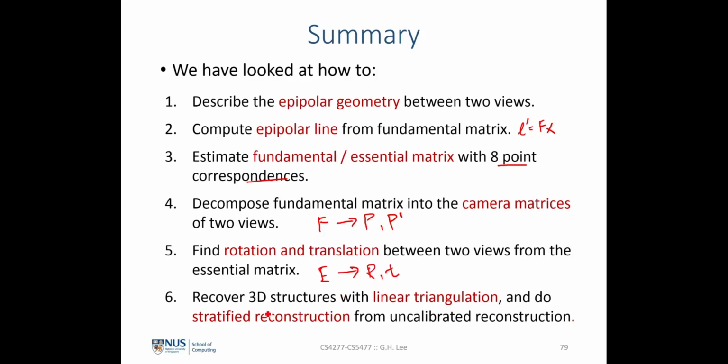And finally, we looked at, after we recover either the fundamental matrix or the essential matrix, how to recover the 3D structures from the point correspondences using the linear triangulation algorithm. And under the uncalibrated setting, we looked at how to do stratified reconstruction to remove the affine as well as the projective ambiguity. Thank you.